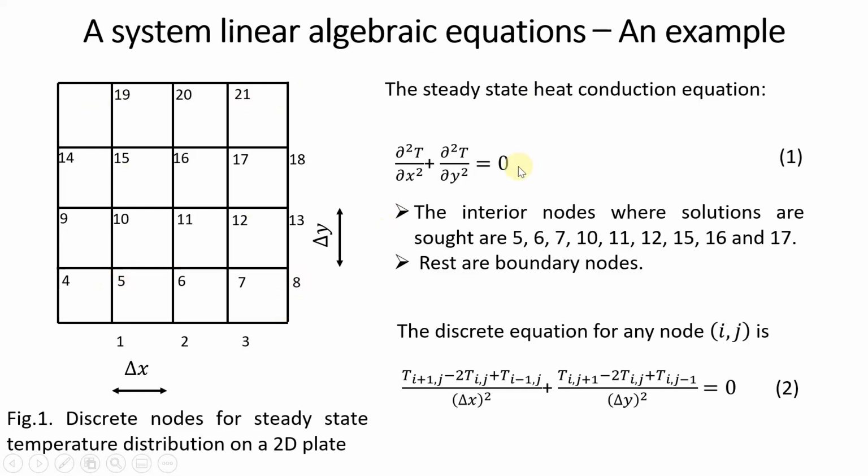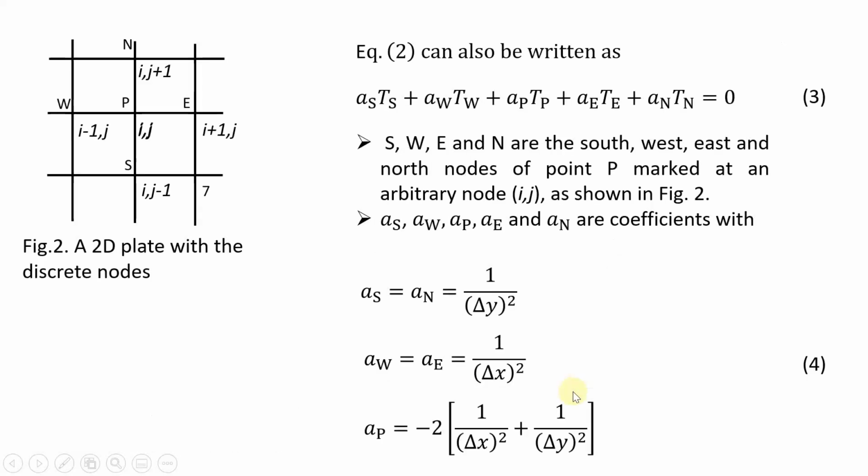So for this, the governing equation is given by equation 1, where del square T by del x square plus del square T by del y square is equal to 0. As we can see here, there are two second order partial derivatives, which when we convert into discrete form at any arbitrary node ij takes the form of equation 2. And as you can see, this equation 2 is basically a linear algebraic equation. But if you see any arbitrary node ij, it has 4 surrounding nodes, i plus 1 j, i minus 1 j, i j plus 1 and i j minus 1, whose temperatures are also appearing in the discrete equation.